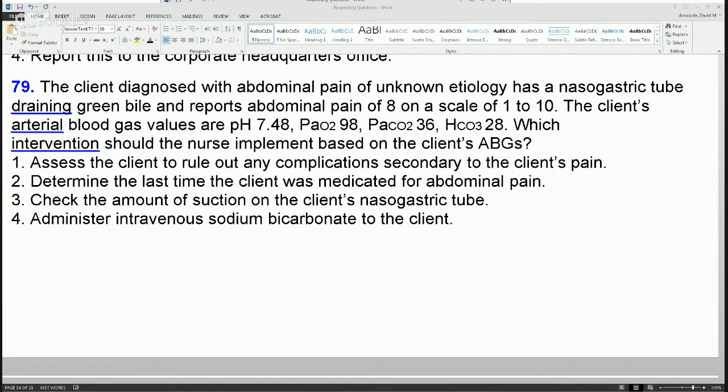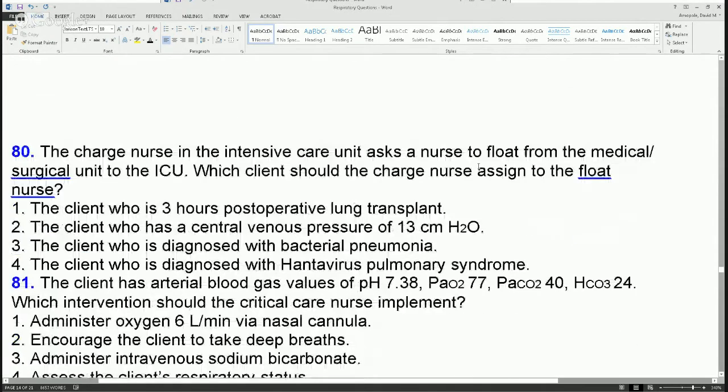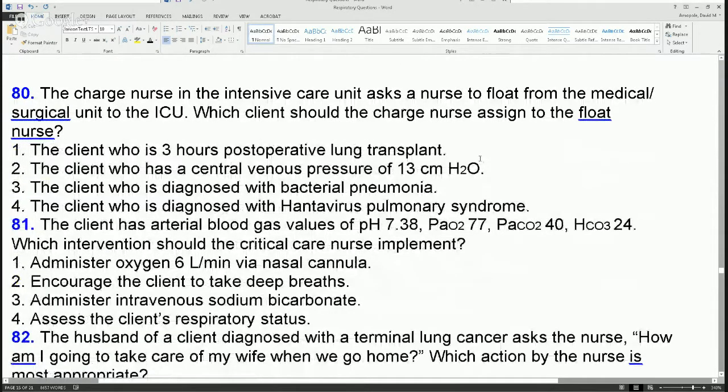Okay. All right, Jeff. 80. The charge nurse in the ICU asked the nurse to float from the med surge unit to the ICU. Which client should the charge nurse assign to the float nurse?